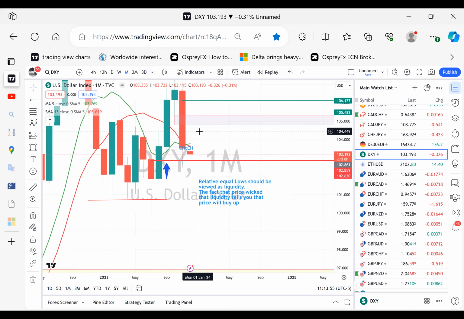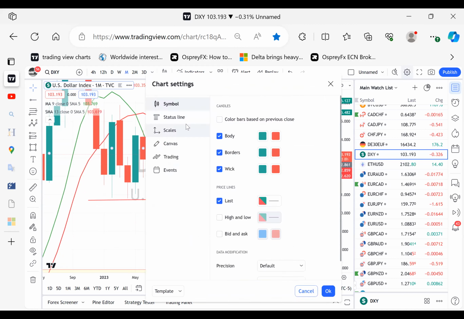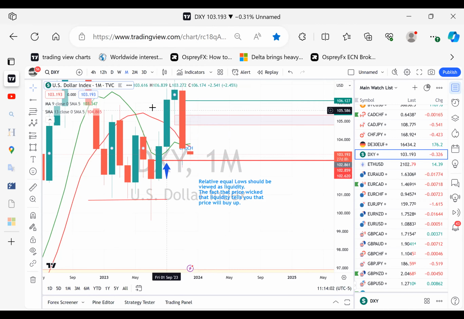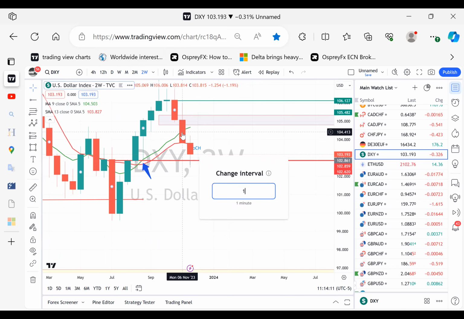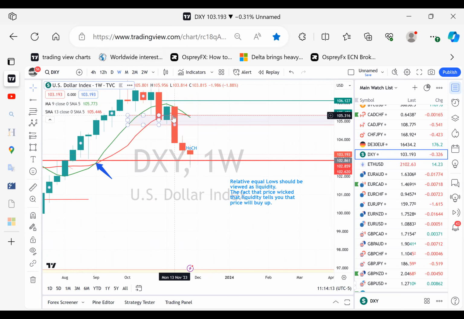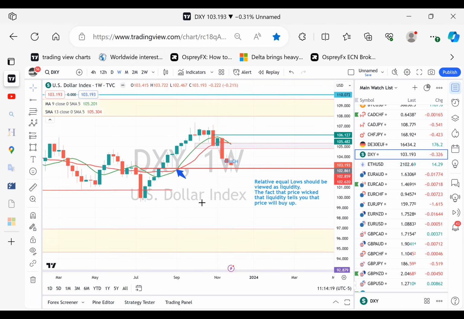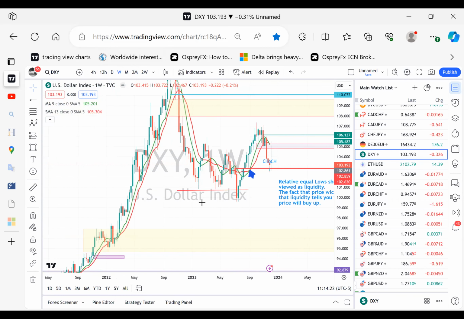So remember, that's why we're selling EU and GU, where price is going to push up. And it's going to push up to mitigate this imbalance, right? On the 1 week, there's an order block. So it could tap right into that order block. Then it'll probably push down, like we just talked about. But at the end of the day, it's going to respect this low, or it's going to break this low.